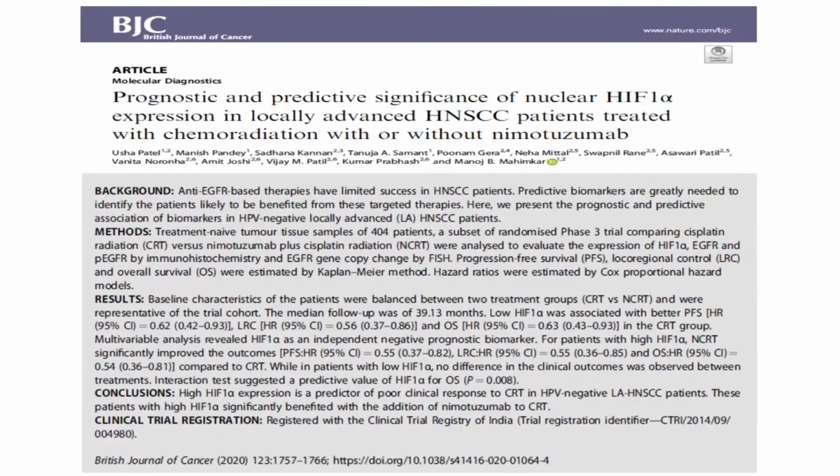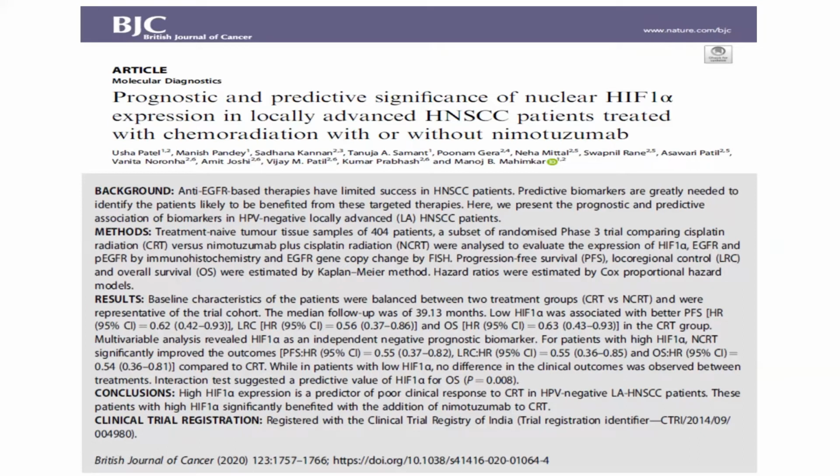Okay, so this is with respect to animals. Now, in the case of humans, this kind of software-based analysis is mostly not done. This is a paper from our lab, recently published in the British Journal of Cancer, on the prognostic and predictive significance of nuclear HIF-1 alpha expression in locally advanced HNSCC patients treated with chemoradiation with or without nimotuzumab. So what is the crux?